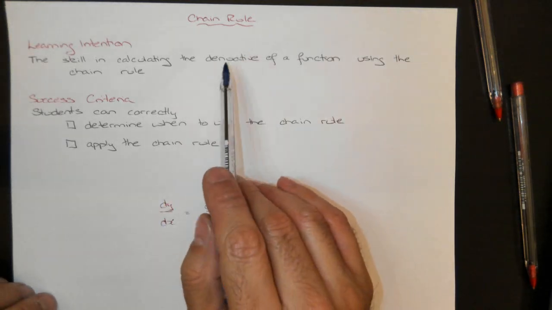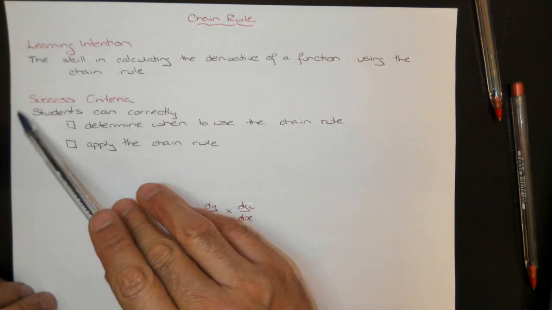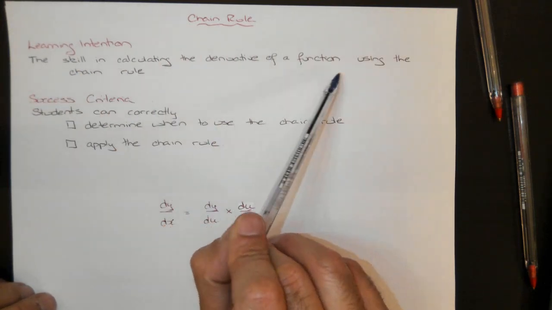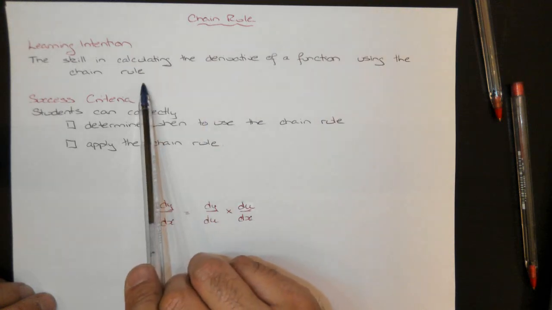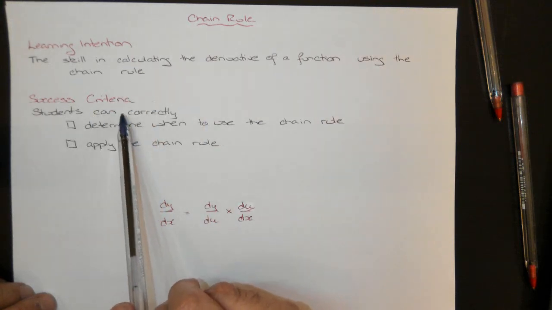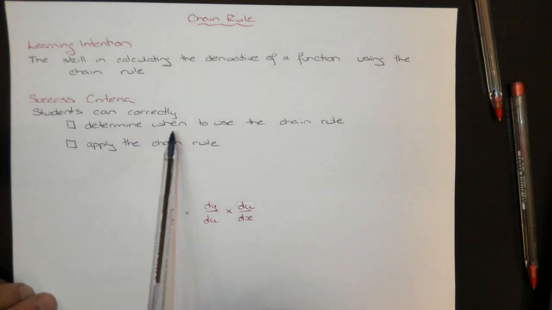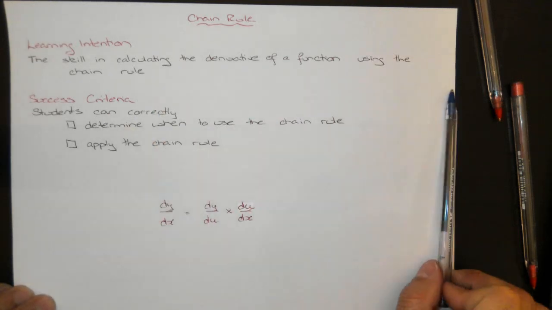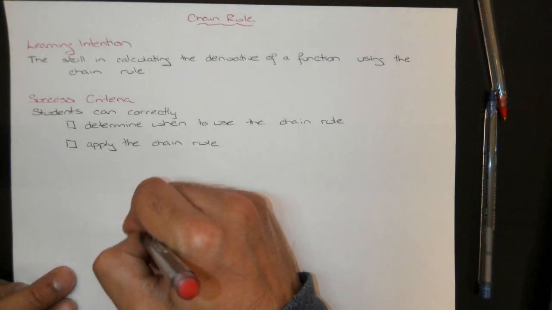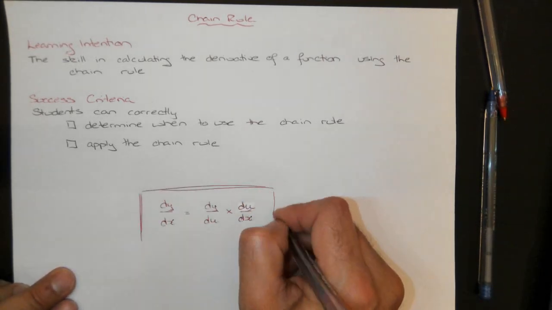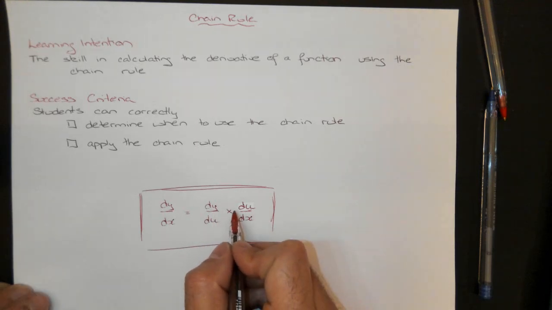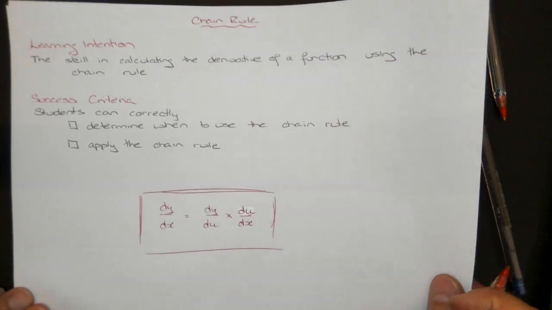Okay, so today we're going to look at the chain rule. We want to build the skill of calculating the derivative of a function using this chain rule. Students will be successful if we can correctly determine when to use the chain rule and how to apply it. So the chain rule is dy over dx equals dy over du times du over dx. Let us see how that works.